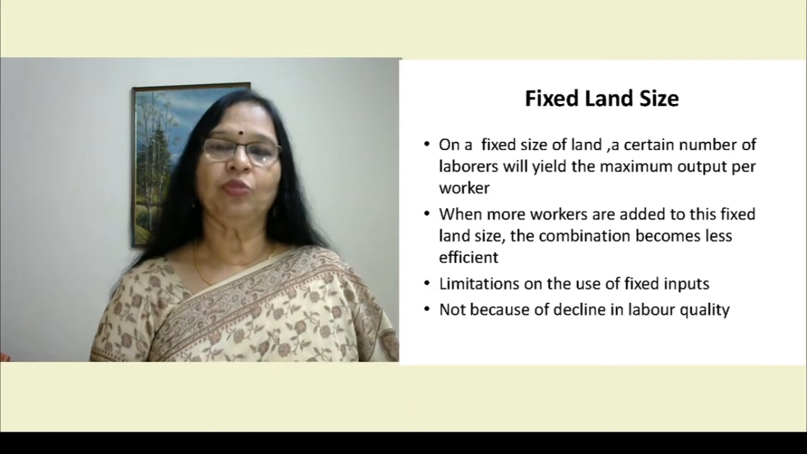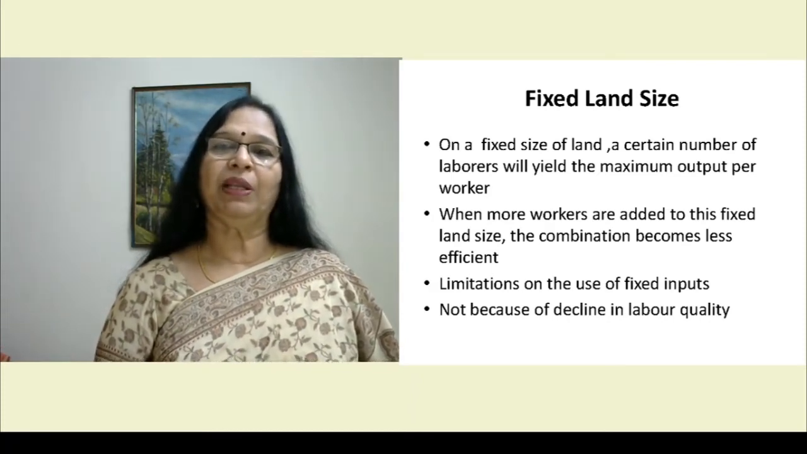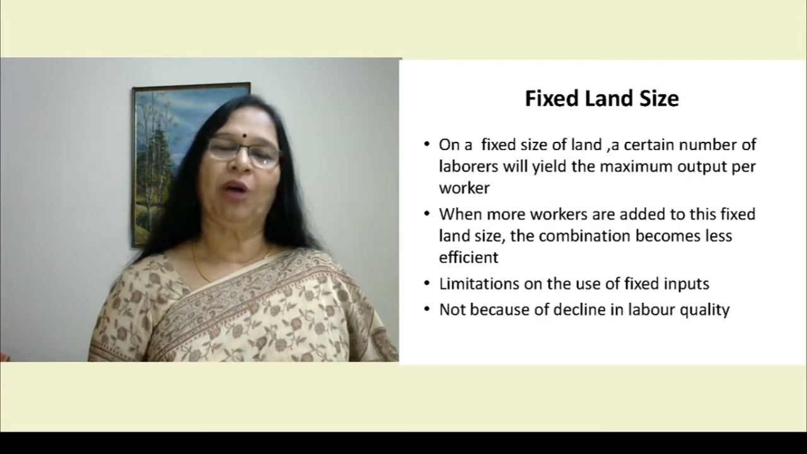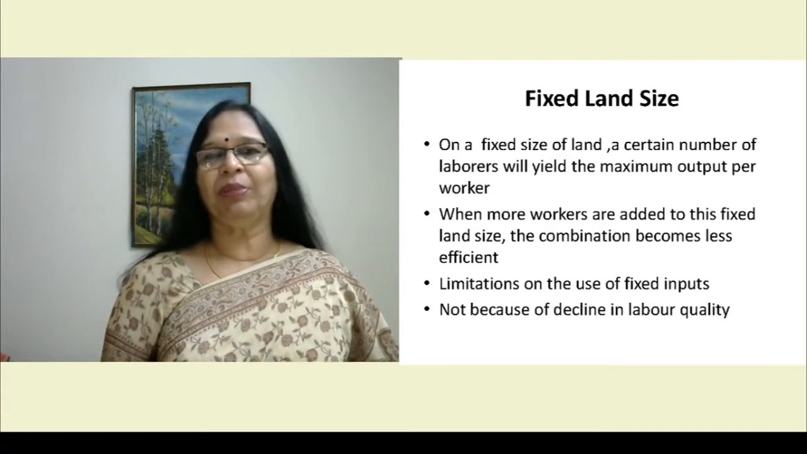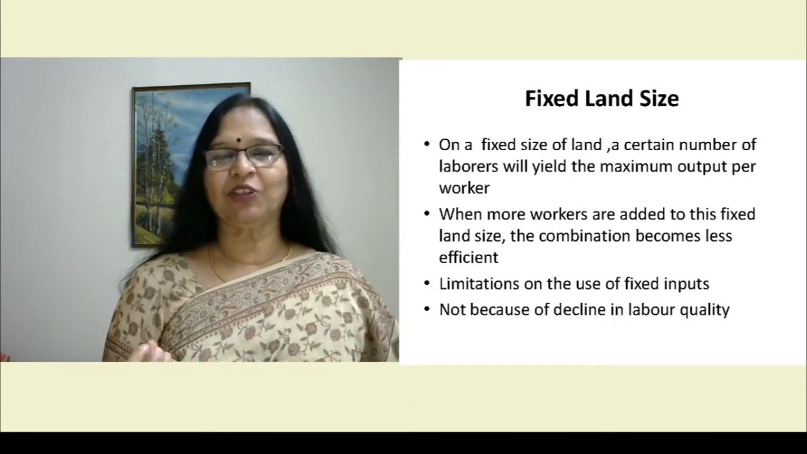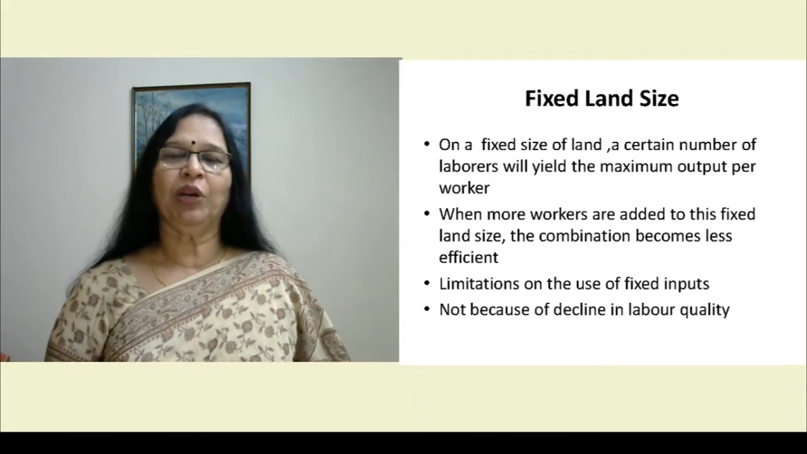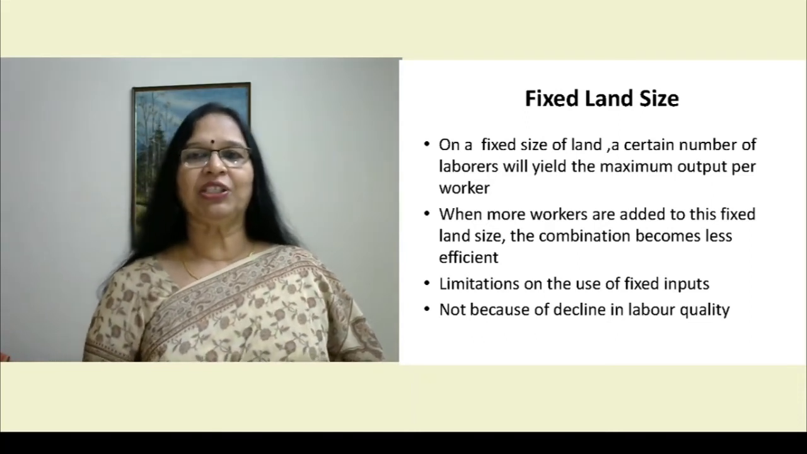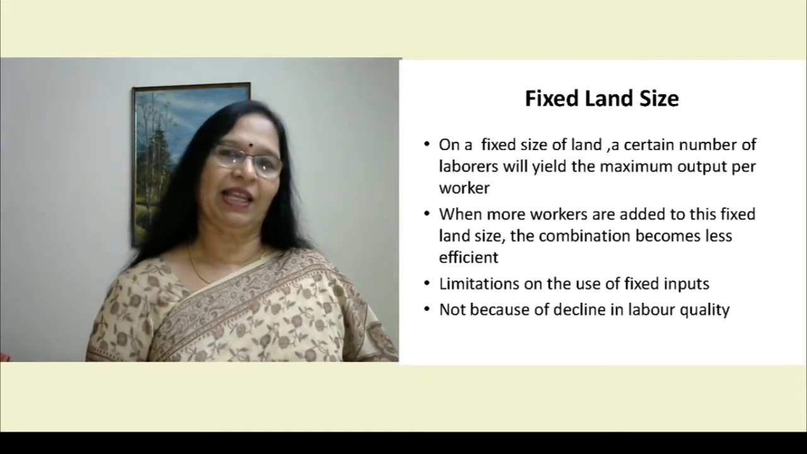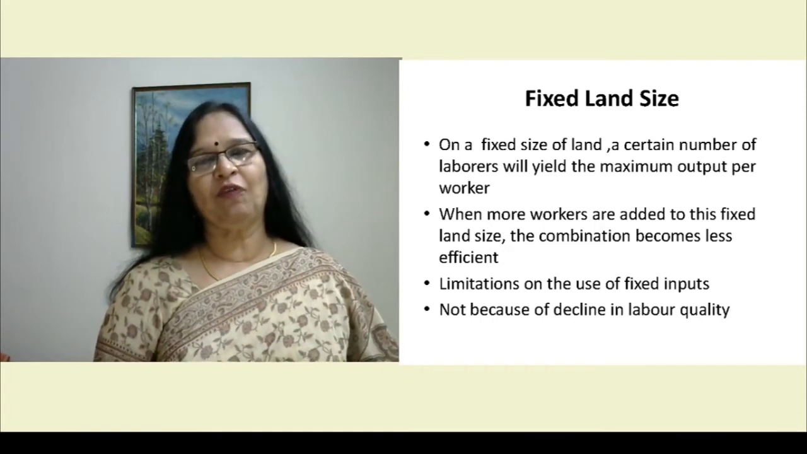So they assume that the land size is fixed and only a certain number of people can yield the maximum output. So there is a right combination again, that there is a size of land, and on that size of land there has to be a certain number of workers who can work. When more and more workers are added to the fixed unit, the combination becomes less efficient because we have more people working on the same piece of land.